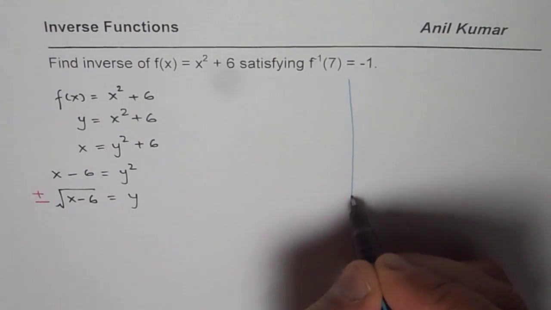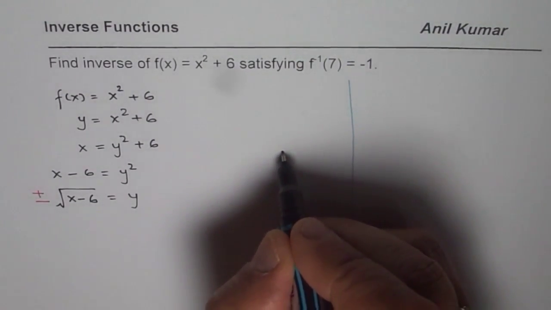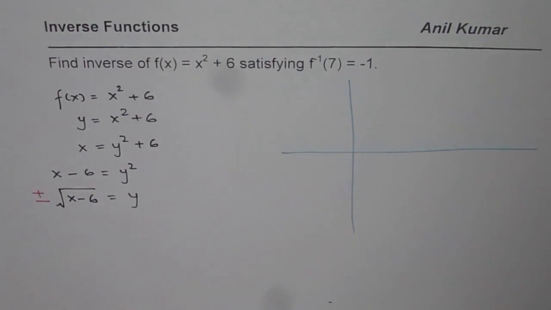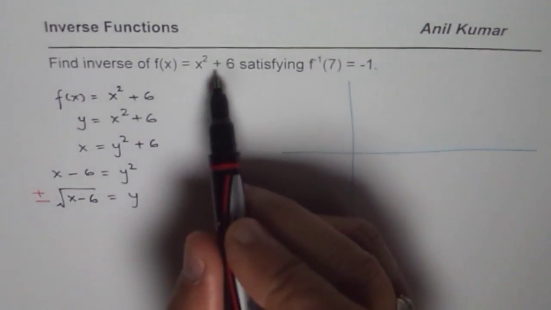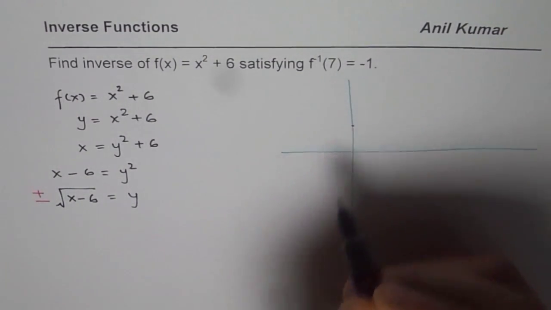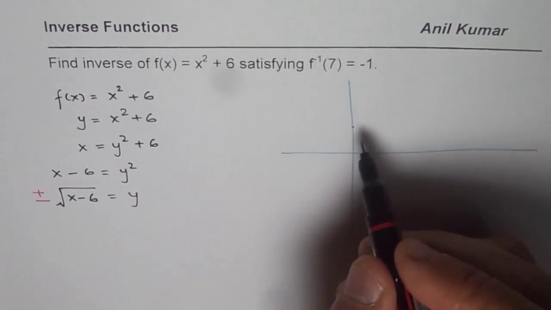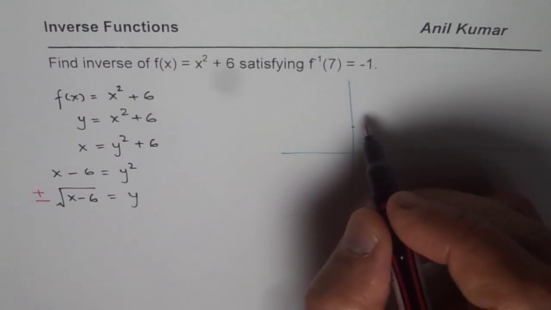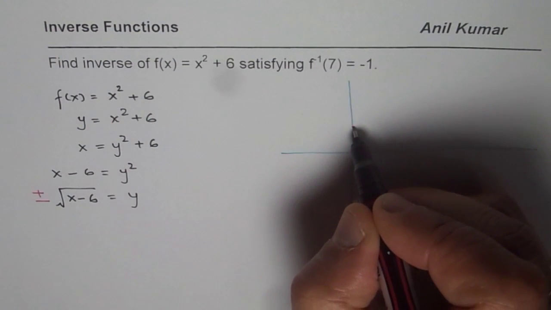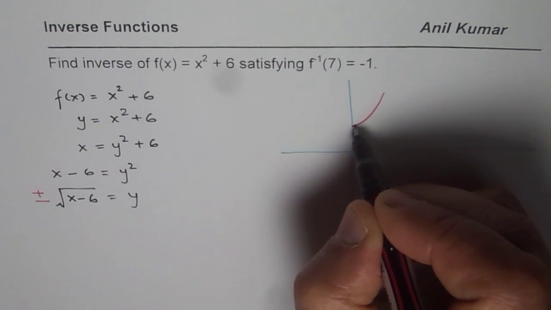Now which part of this should we take? That is a big question. Let us see that part. So let me first sketch the function itself. When I say x squared plus 6, let us say this is 6 for us. In that case, x squared plus 6 is a parabola which opens upwards from here. The steps will be 1, 3, 5, 7. So let me just sketch a parabola like this.